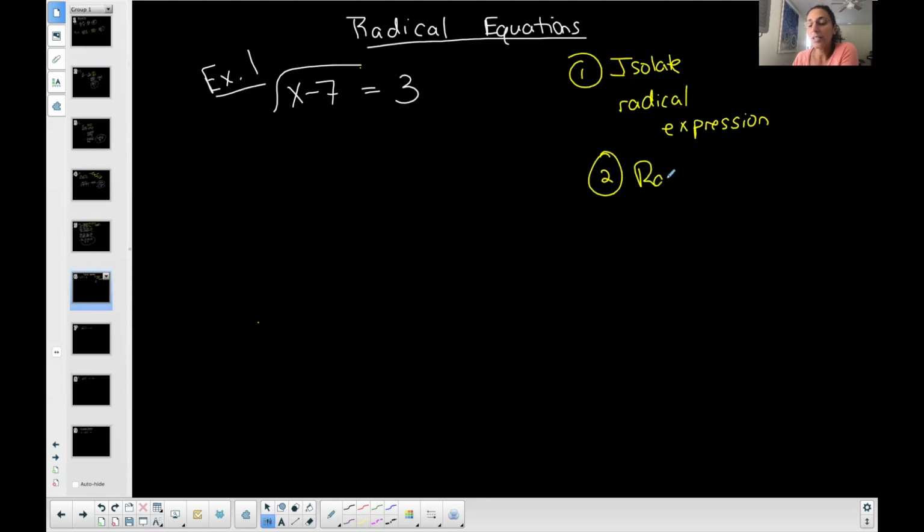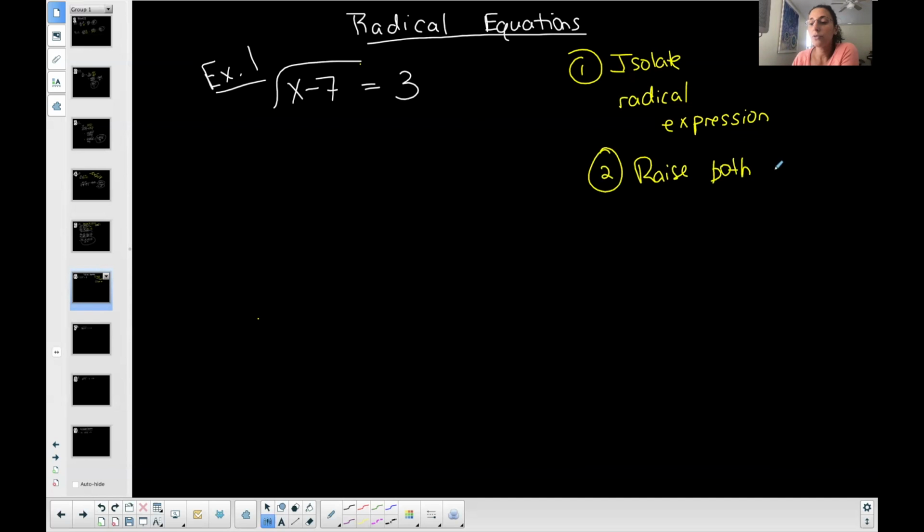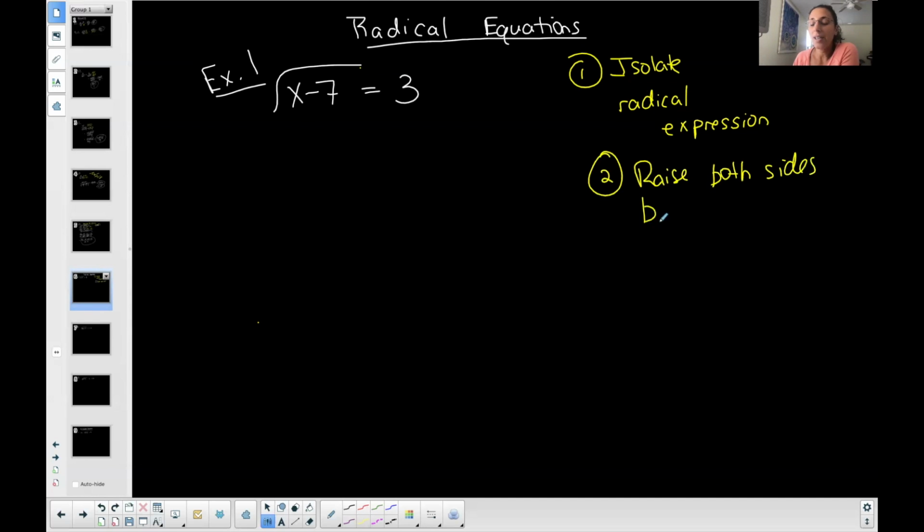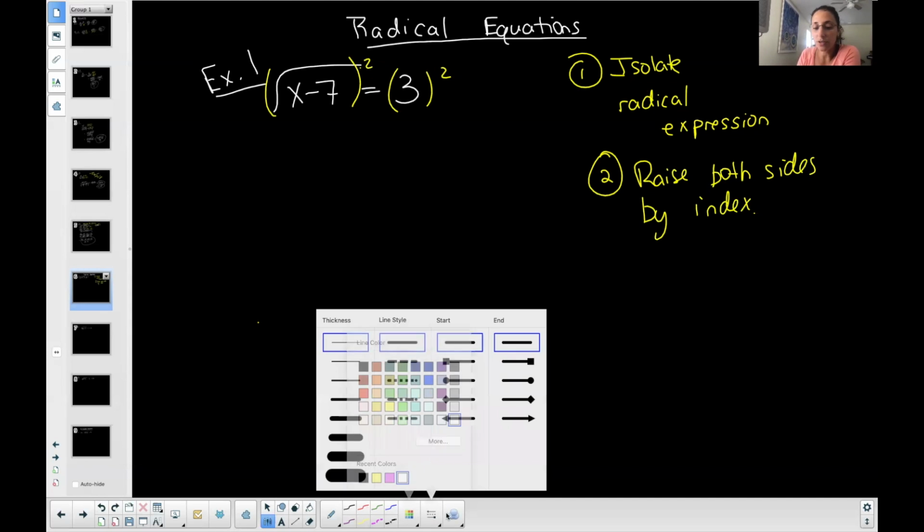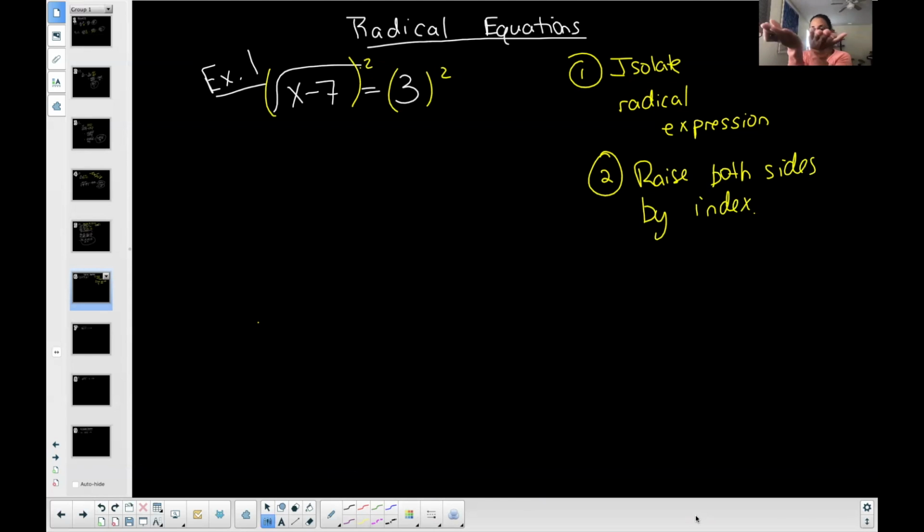You're going to raise both sides of your equation by the index of the radical. In this case, it's a square root, so everything is going to be squared. Whatever I do to one side of an equation, I have to do to the other to maintain balance. It's an equation, a statement of equality. This is equal to this. If I do something to this side, it's unbalanced, so I have to do the same thing to the other side to keep it equal. And why do I choose squared? If I take a square root of something and I square it, it cancels the radical and leaves me with just the stuff underneath. It gets rid of it.